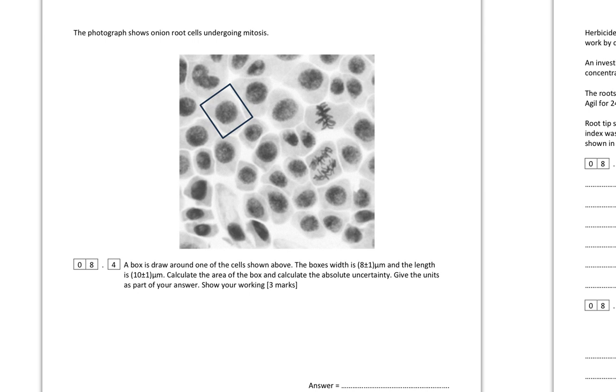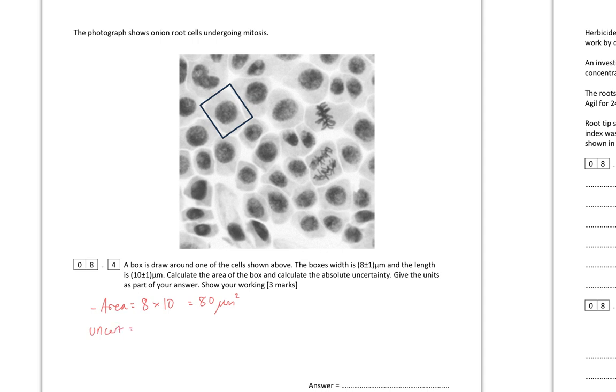So let's get the easy mark first. Area equals 8 multiplied by 10, which equals 80. And that would be in micrometers squared, because I'm doing micrometers times micrometers. So that's 1 mark. Let's do the uncertainty.